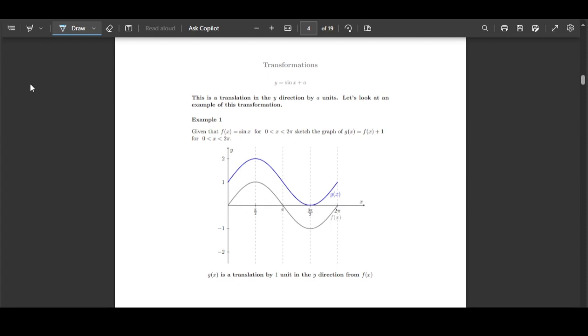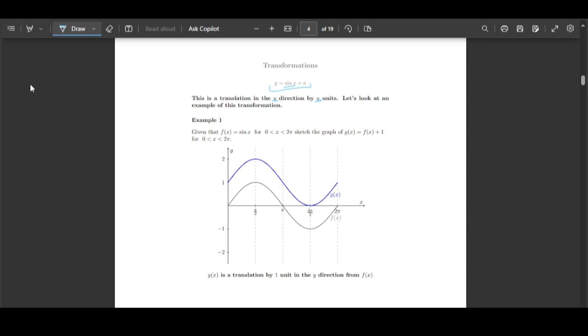Now let's look at the transformations. We'll start with y equals sine x plus a. So we're going to use sine x for all of our transformations, but the transformations work the same for cos x and tan x as well. So y equals sine x plus a is a translation in the y direction by a units. This means that we're shifting in the y-axis by a units.